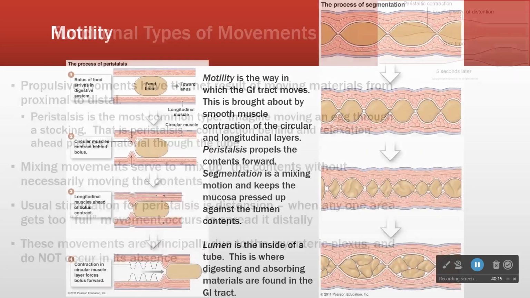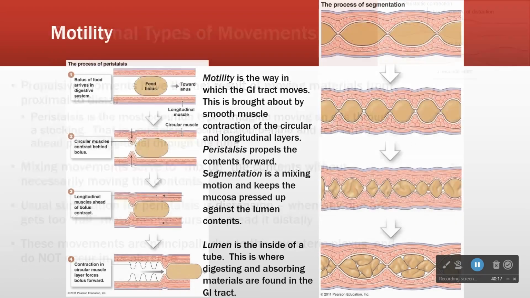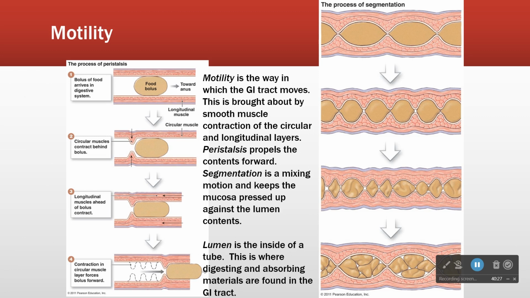We also have mixing movements. In mixing movements, on this side, the primary mixing movement is segmentation. So here's our gut, here's the contents of the lumen. Now, the mucosa, I said, it pushes into the contents, right? So here, the mucosa is squeezing here, here, and here. But a few seconds later, it's going to squeeze here, here, and here, right? It's going to squeeze in the big spots. And then next, it's going to squeeze in the next bigger spots, and so on.